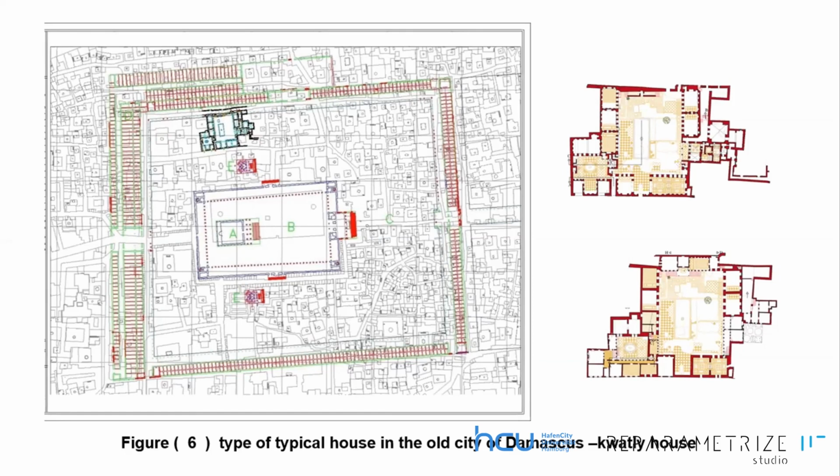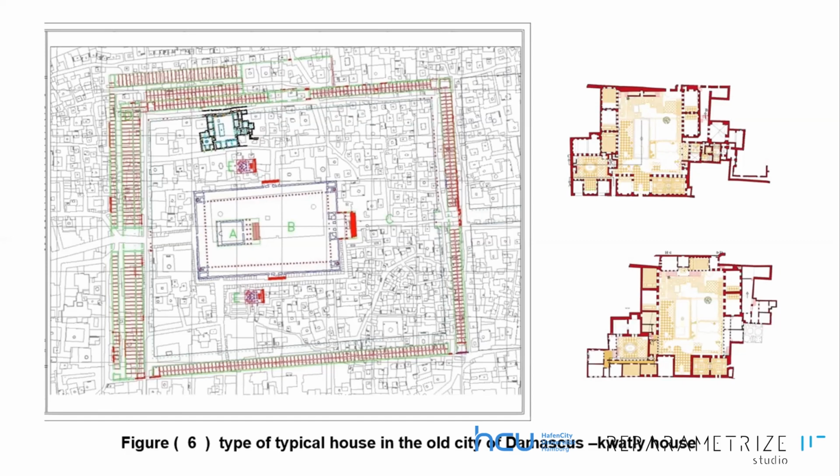These types of houses we can see in all the city, inside and outside the wall, but in different square meters and different types of design. But the main things in these houses are the courtyard, diwan, and al-qa'a.